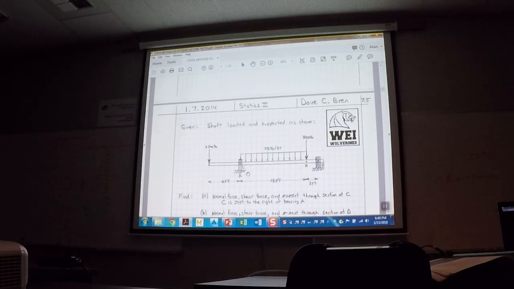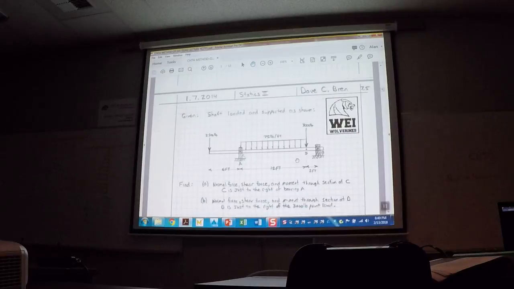That's really how we're looking at this. And yes, we're using collars to support it. There's no difference. So what's being asked for? What's the normal force, the shear force, and the moment at section? If I took a section right through that beam right there, what would it look like on this end that's supporting it, basically? And then also do the same thing at point D, way over here.